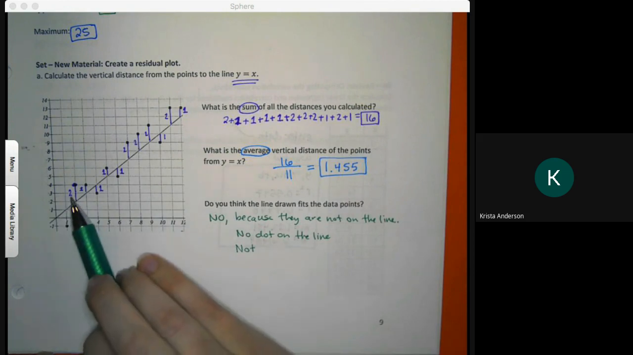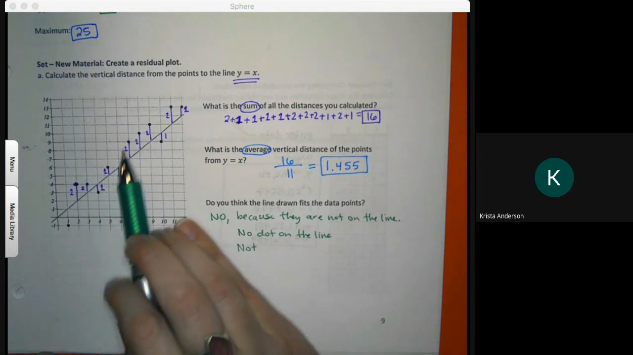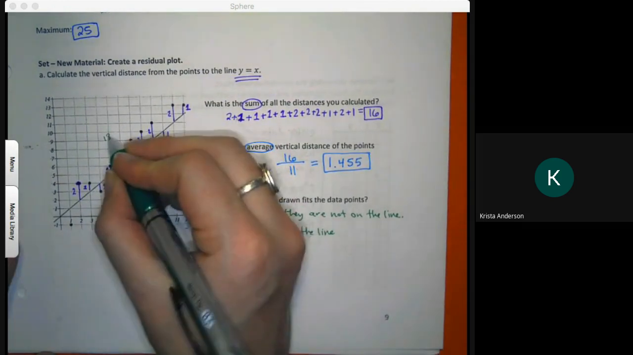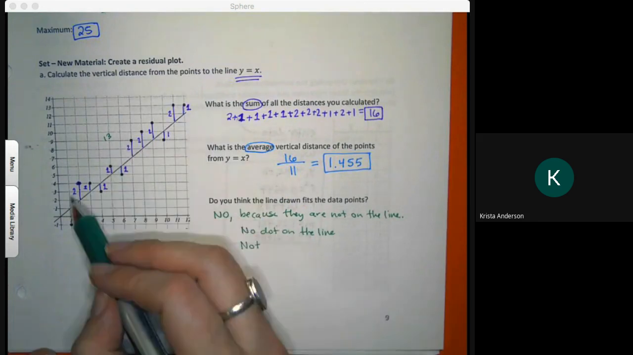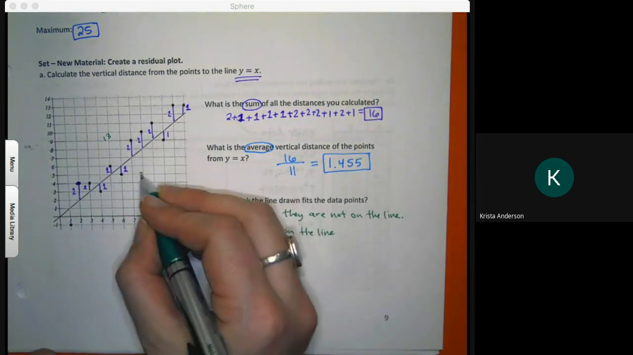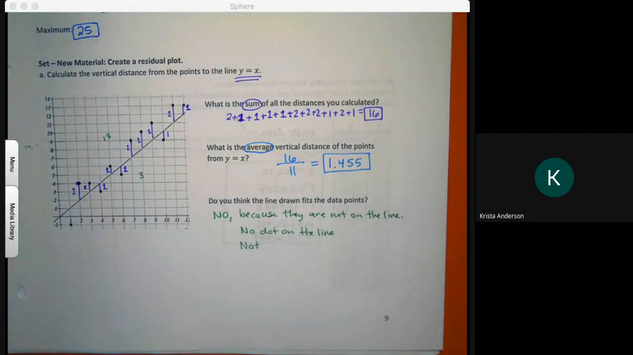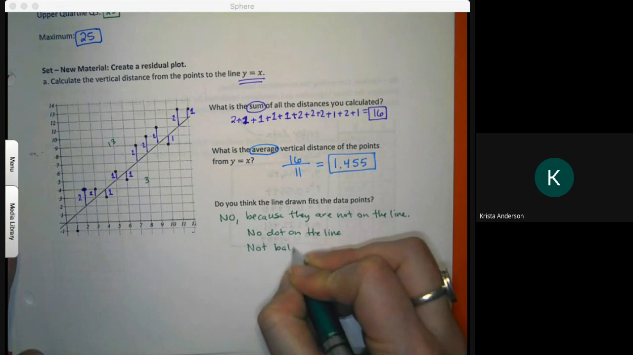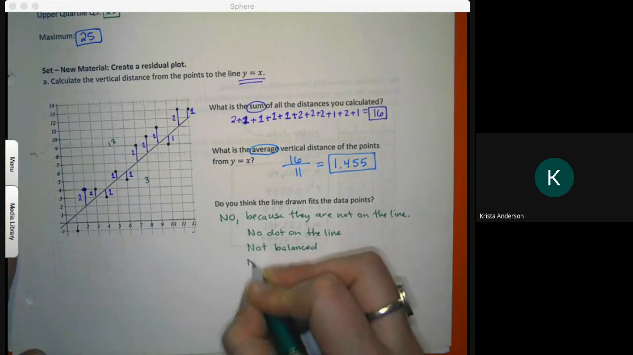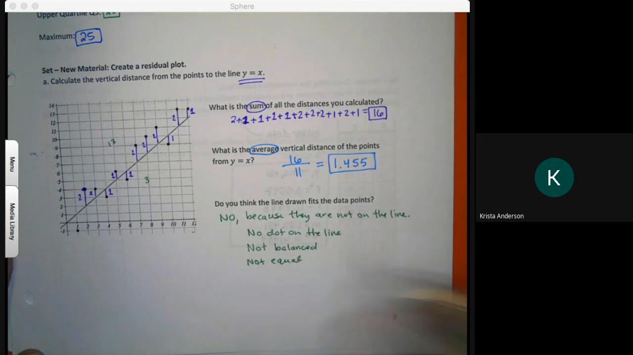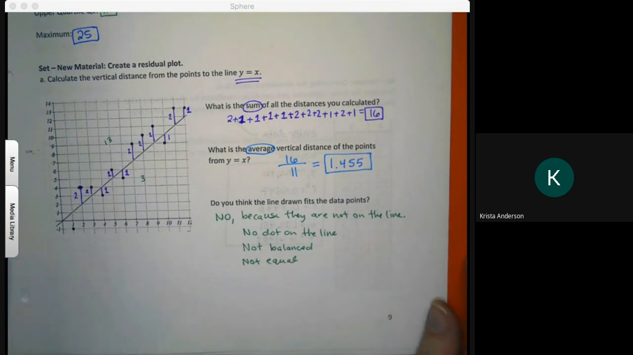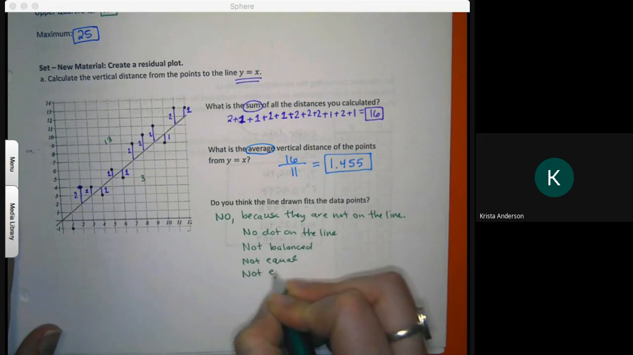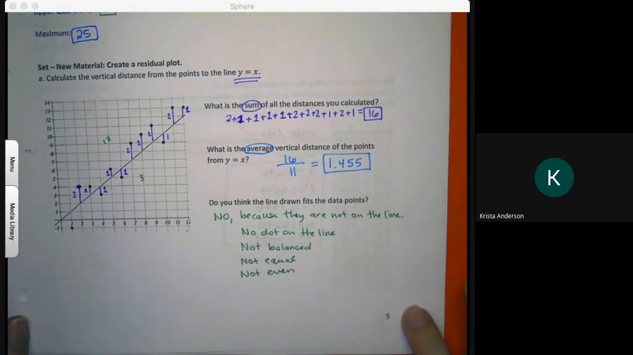When I look at the top, there's 2, 3, 4, 5, 6, 7, 8, 9, 10, 11, 12, 13 dots up here. Or 13 distances. 1, 2, 3, and there's only 3 here. How could I describe that? Not balanced, not equal. Not even. Ooh, I like that one. Not even. Right. It's not a bad line, it's just not the best.